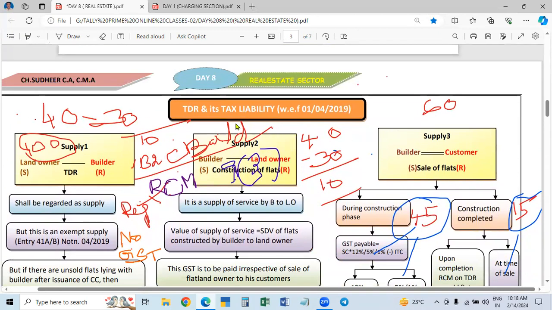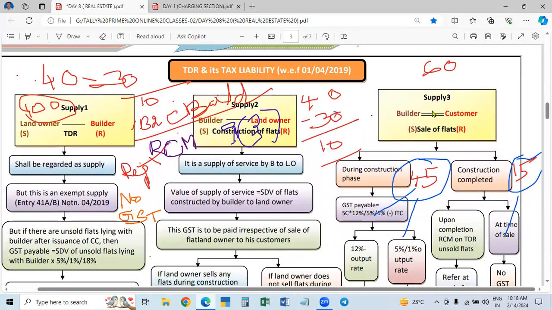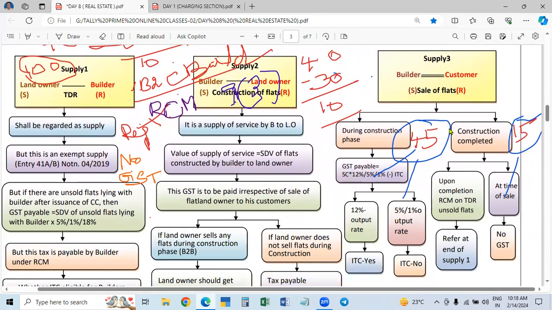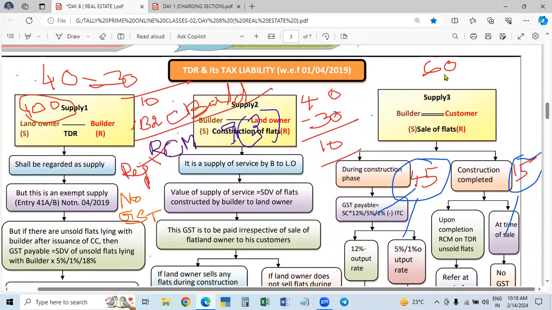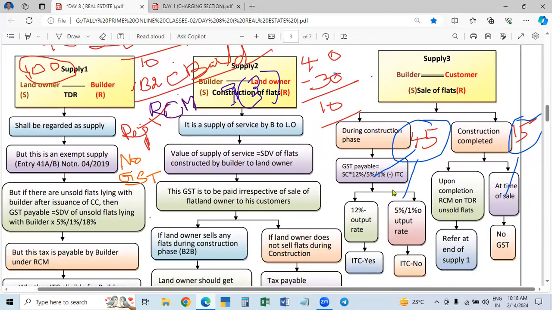In supply three, the builder got 60 flats as his share. From his share, he may sell all the flats after completion, or he may sell all or a few of them during construction. For example, if he sells all the 60 flats during construction, he is liable to pay the tax. He will pay the tax to the government, and there will be no flats left after the construction.